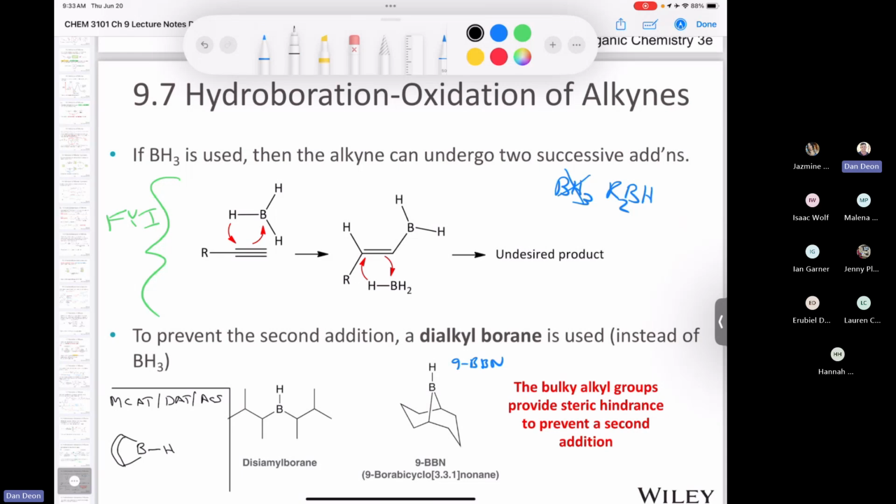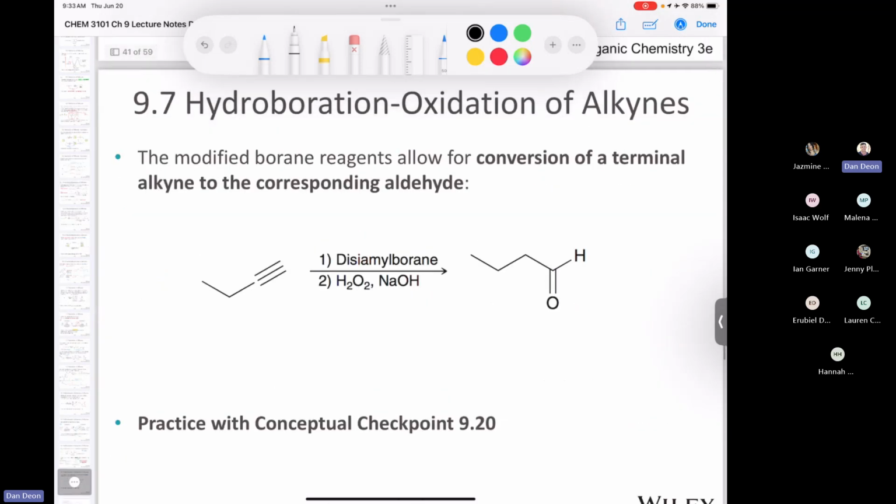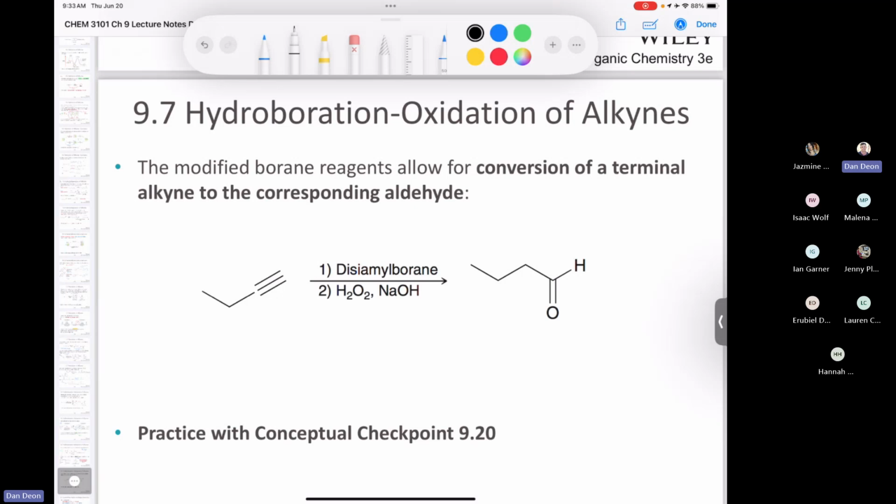So that's another way that we write a borane. The modified borane reagent allows the conversion of the terminal alkyne into the corresponding aldehyde. Of course it passes through the enol. Remember, this is anti-Markovnikov addition, so our enol would be this, right? And then it undergoes tautomerization in base to give you the aldehyde. So the enol is not captured. It's just an intermediate along the way, and then it undergoes tautomerization.